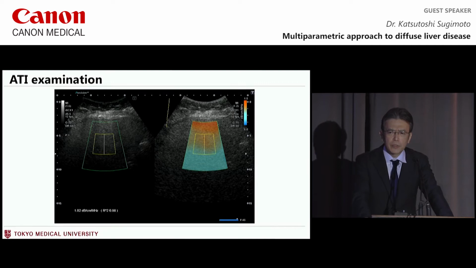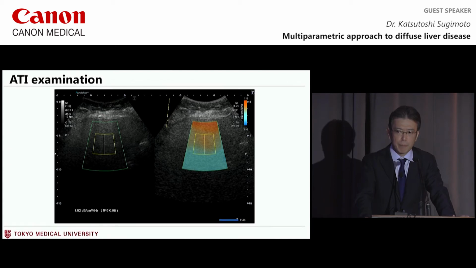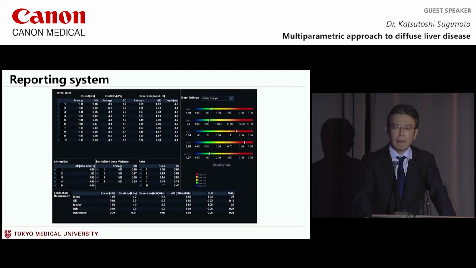This slide shows attenuation imaging. As you can see, we placed the yellow line on the map. And here shows the attenuation coefficient, and the reliability index is shown here. These results are shown on the reporting system like this.